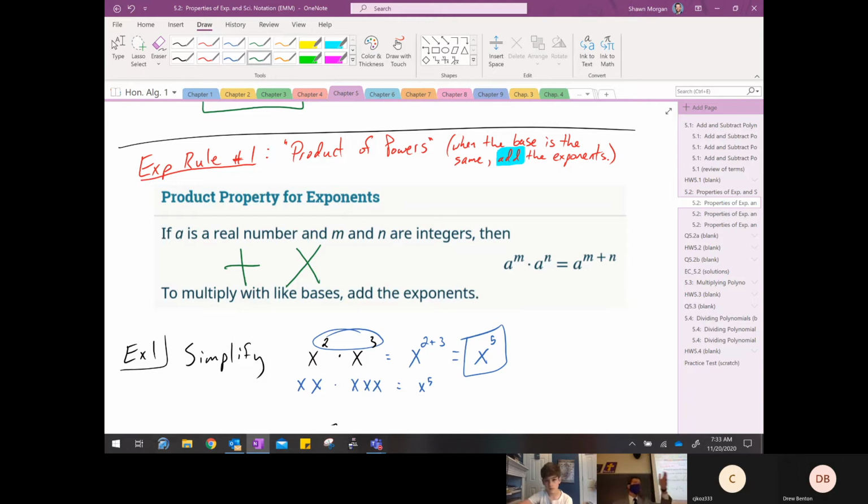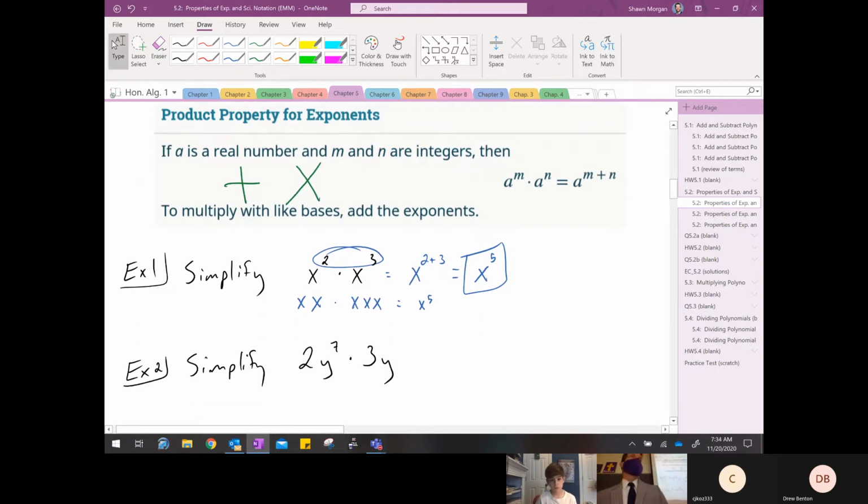I oftentimes look at addition and multiplication like they're the masculine operators. Okay, and they kind of go together. So I want you to remember when you're multiplying and the base is the same, you do what with the exponents? You add the exponents. Multiply goes with add. Multiply, add. Okay, so when you're multiplying the two and they have the same base, we're going to add. Look at example 2 with me here.